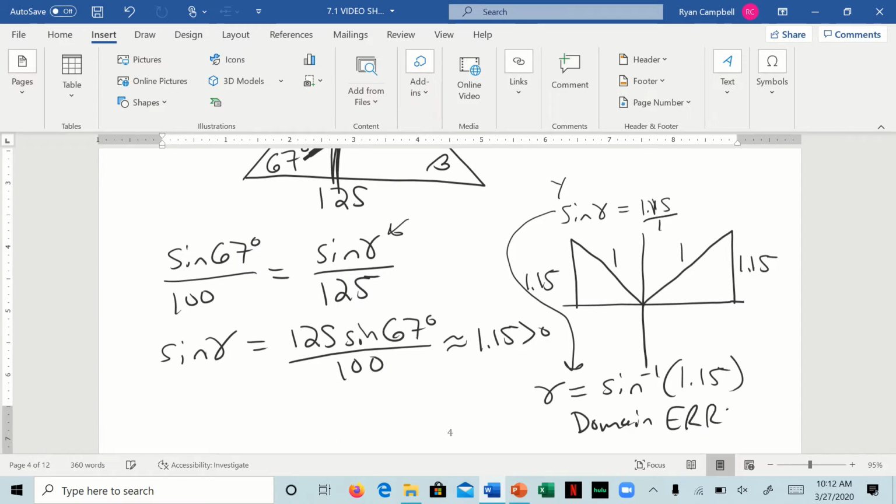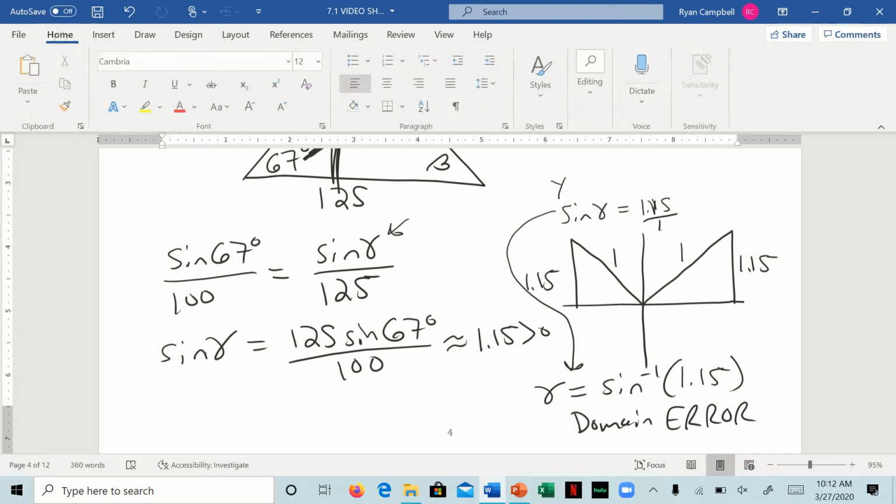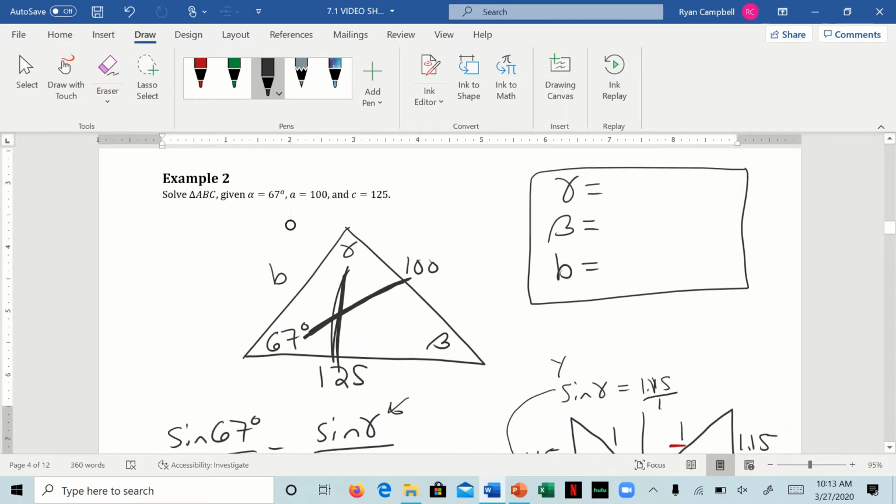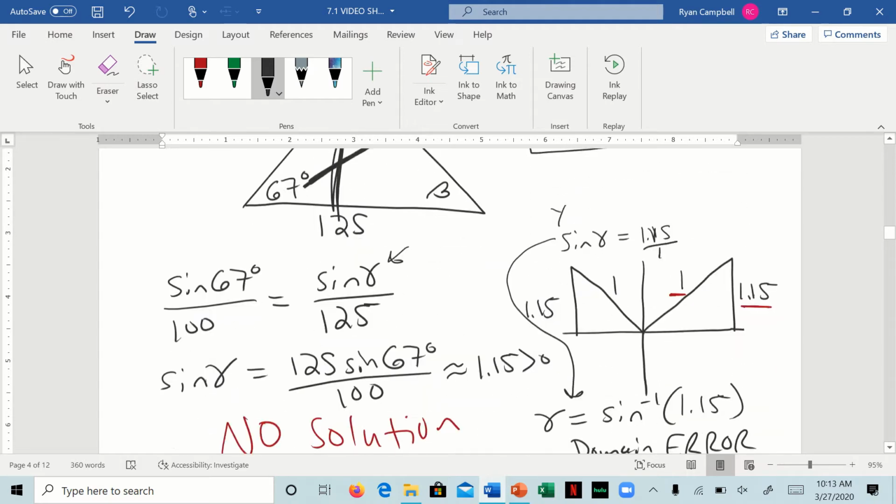Now, why would we end up with a domain error? Well, if you notice, we still have right triangles in this case, because that's how we solve for angles. And in a right triangle, what side should be the longest? The hypotenuse. But the opposite is the longest. So this triangle doesn't make any sense, right? That's why we get a domain error. So this answer is just no solution. And we're done, because there's no way to make this triangle with those parameters. So there's no solution.